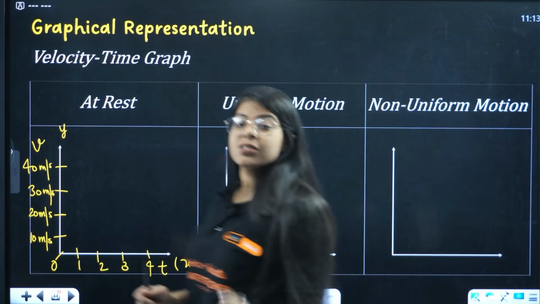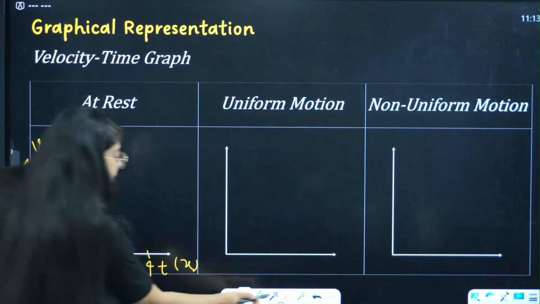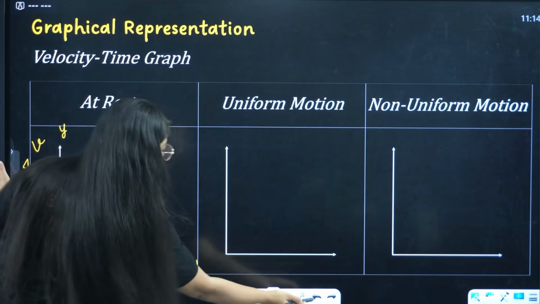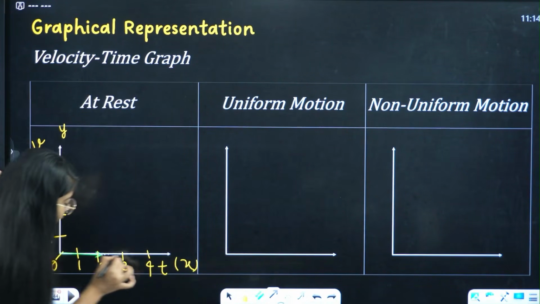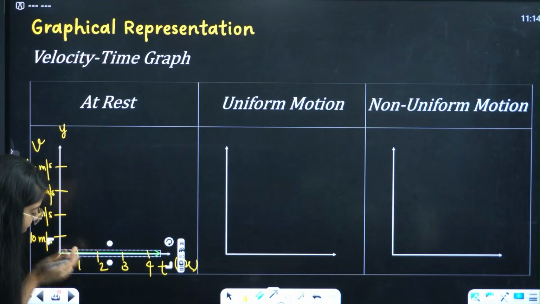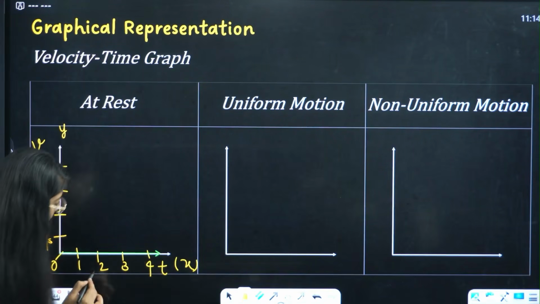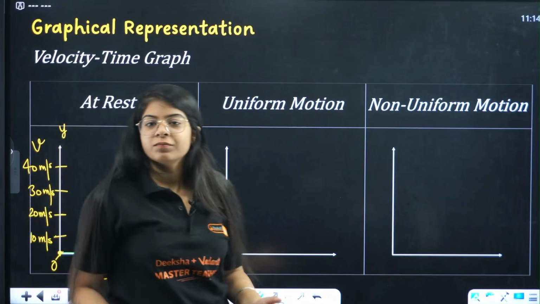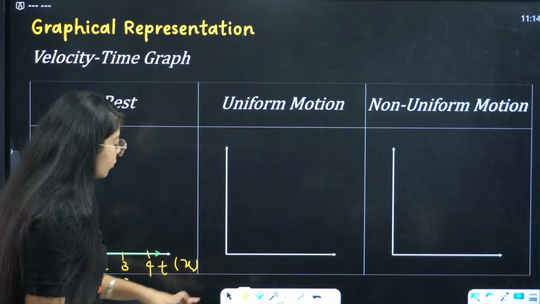In case of rest, the velocity will always be 0. So the graph will not be here or here at any point. It will be simply at 0. How? See, the time is increasing. Now the time is 1 second, 2 seconds, 3 seconds, but velocity is 0. Velocity is not increasing to 10 or 20 or 30 or 40. It is always 0. Understood? Next, moving on to uniform motion.